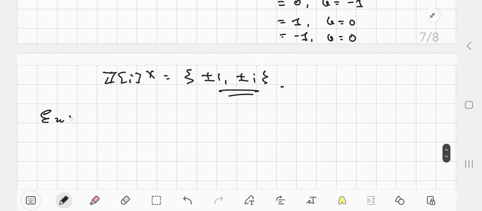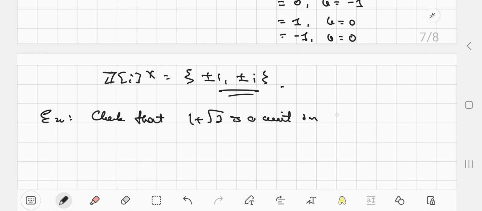One exercise: check that 1 plus root 2 is a unit in Z[root 2]. Okay, check it out. Or we can say it simply as Z[omega], where d is equal to 2. Try and check this out.